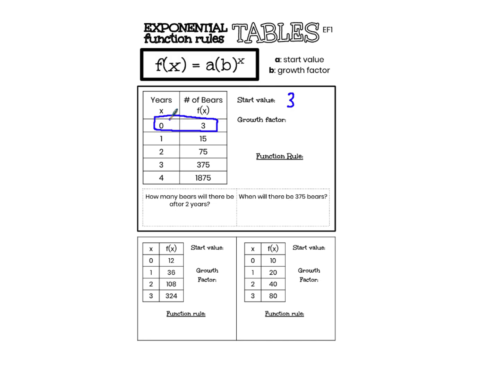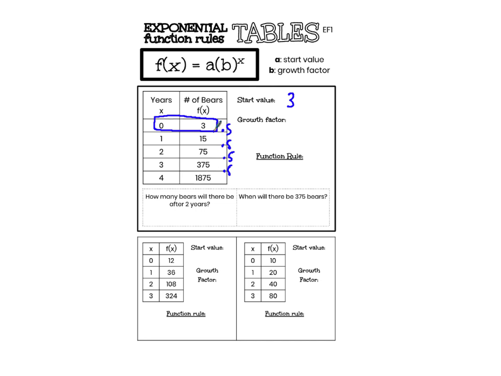Next, I need to find the growth factor. The growth factor is what I am multiplying f of x by to get the next value. So what am I multiplying 3 by to get 15? What am I multiplying 15 by to get 75, and so on? Now, it's great if you can just look at the table and identify that growth factor. I can just look at it and say, hey, the growth factor is 5. 3 times 5 is 15. 15 times 5 is 75. And then I know, because I made the table, that 75 times 5 is 375. And 375 times 5 is 1,875.